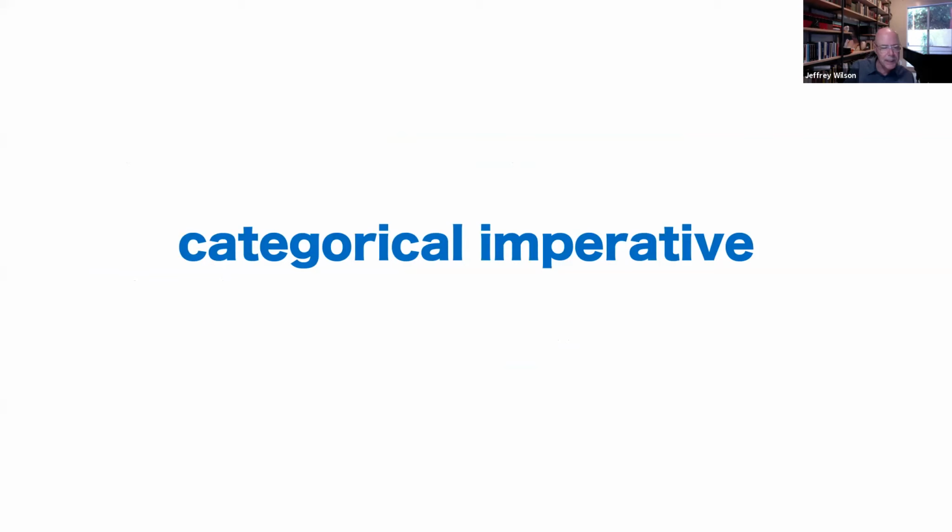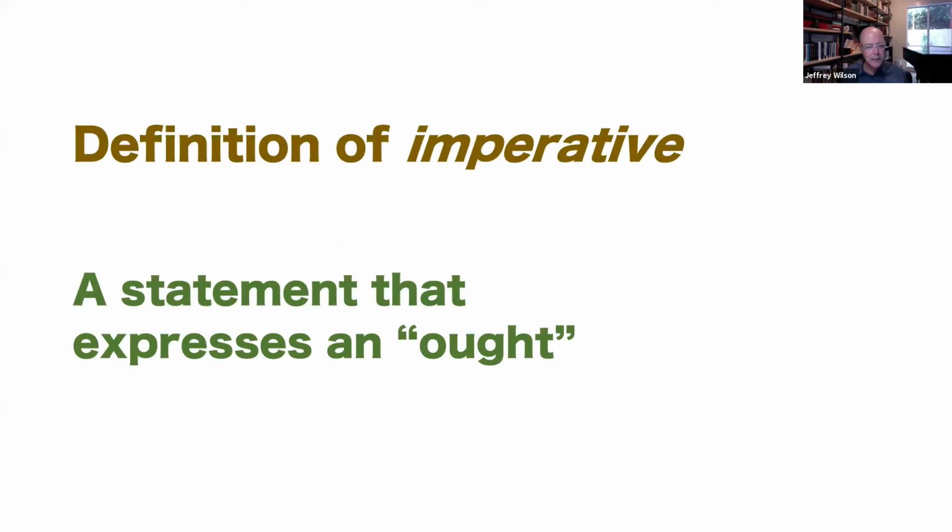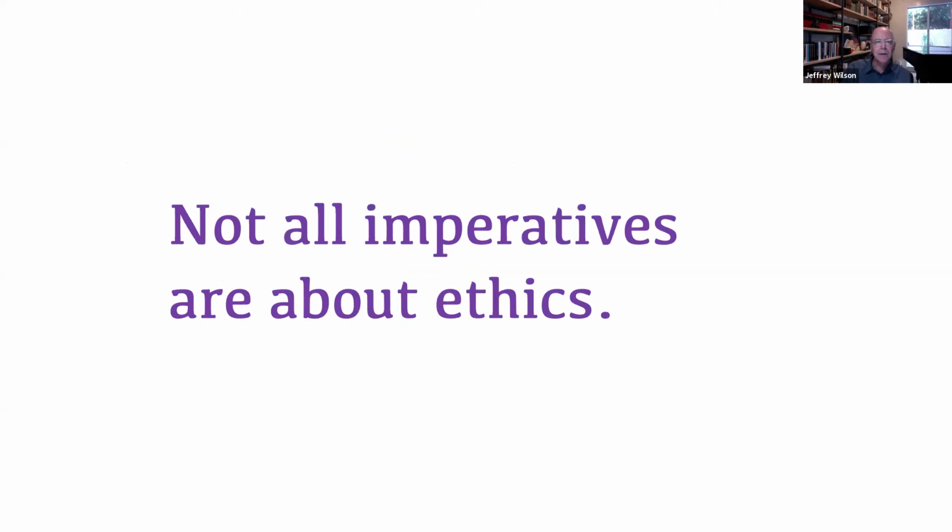In order to understand this, we first need to know what an imperative is. An imperative is a statement that expresses an ought, but we mean different things. In fact, we mean three different things when we say ought. And by breaking down those three different things into three different types of imperatives that correspond to our three different meanings of the term ought, we'll discover why it is one particular type of imperative that Kant designates as the ethical imperative.